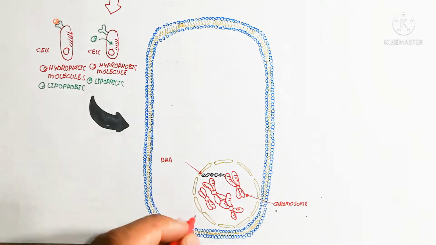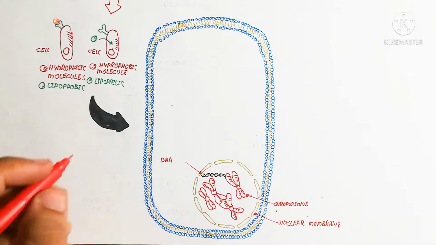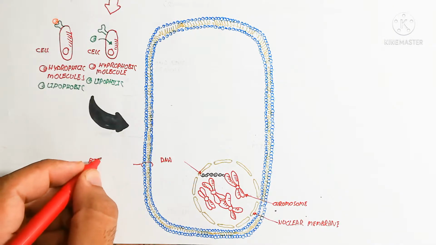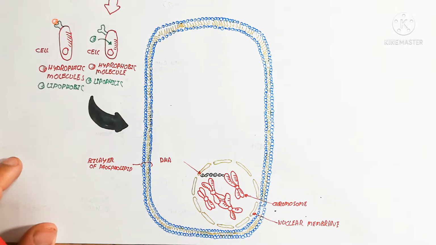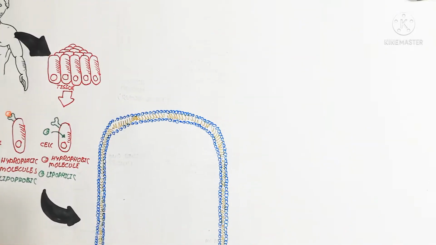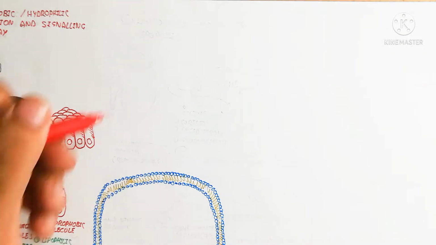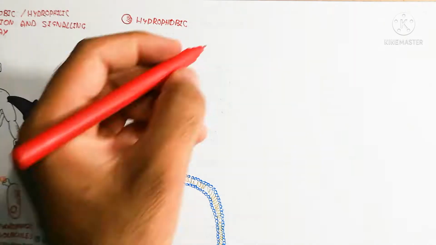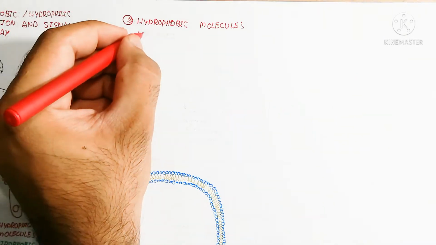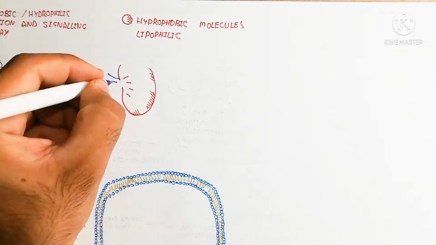Here is the cell membrane of the cell, and it contains a nucleus. The nucleus is also made up of a bilayer of phospholipid, and inside is the chromosome. This chromosome is a condensed formation of histone protein and DNA. So here I am taking the DNA. Let's begin to understand first the hydrophobic or lipophilic molecule interaction.